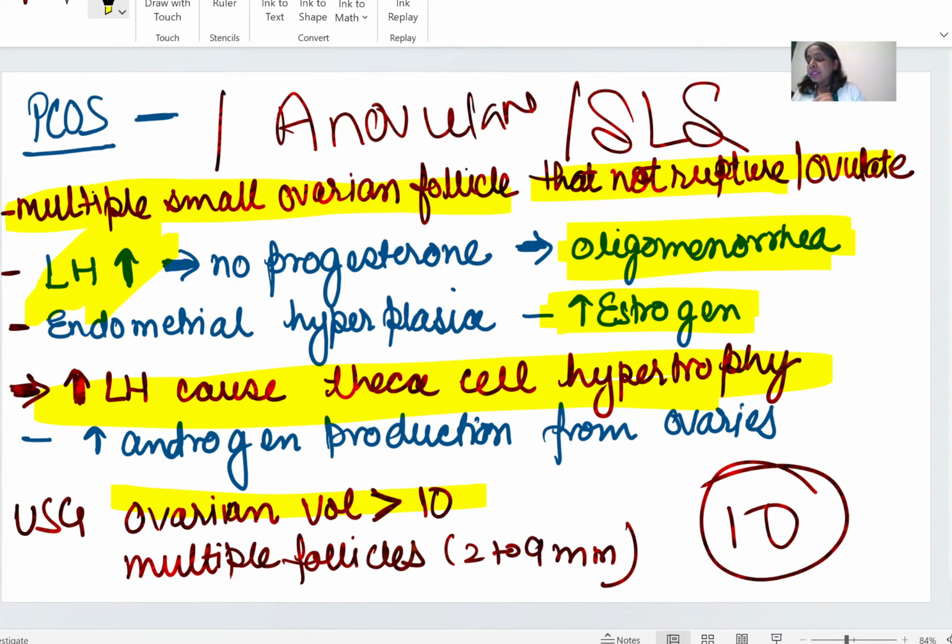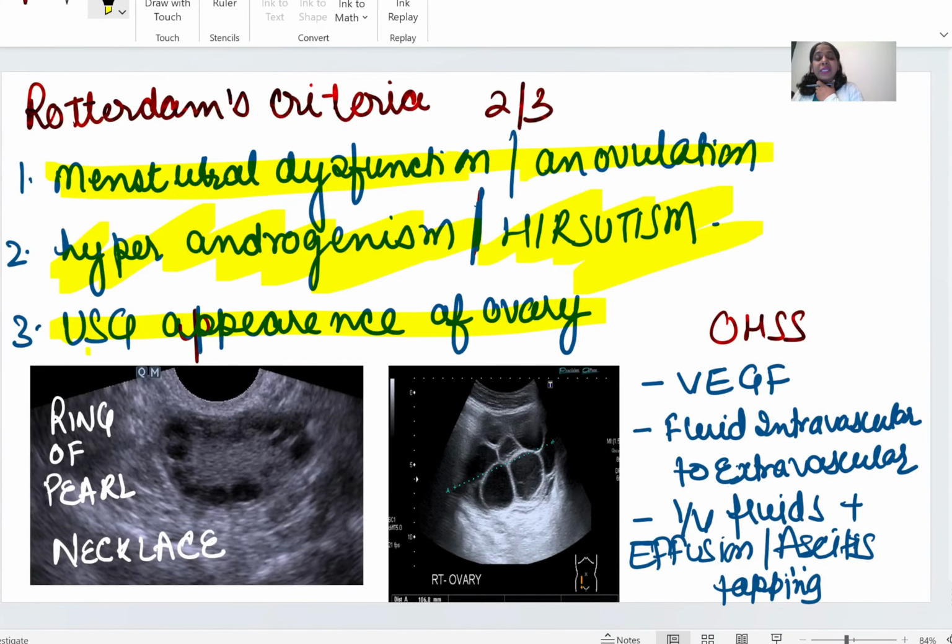So PCOS is not a polycystic disease. There are no cysts. There are polyfollicles. Okay, so Rotterdam says that out of these 3, 2 should be present.